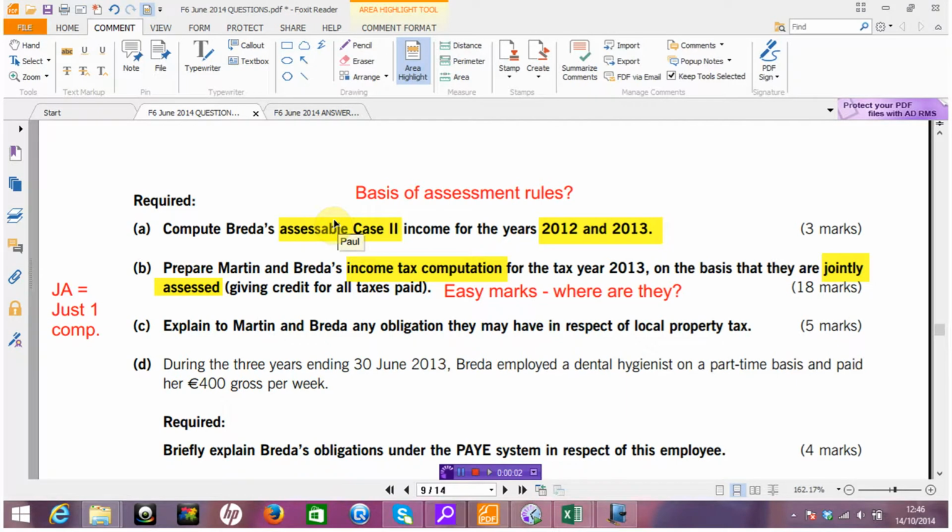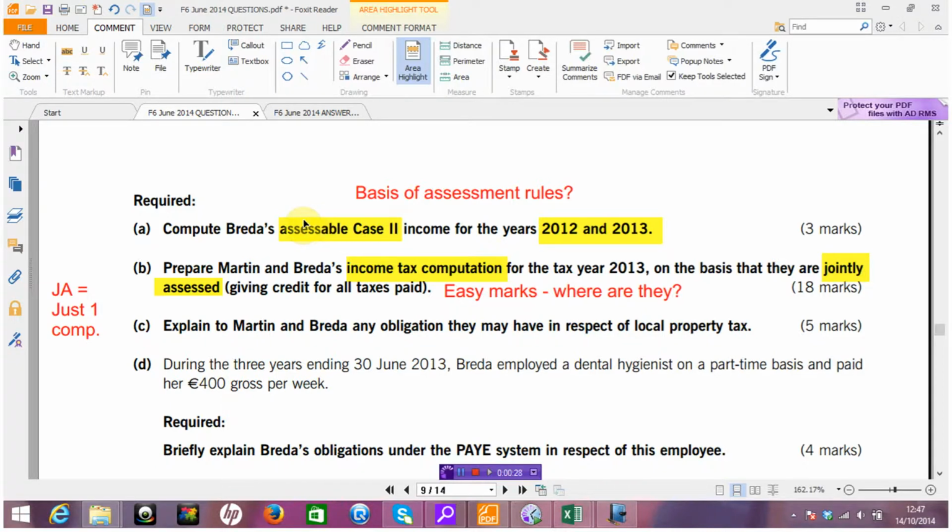Hi everyone, this is a short basic screencast for Independent Colleges Dublin for F6 Taxation IRE for the December 2014 exam. And what we're going to be looking at in this particular screencast is question number 1 from the June 2014 paper, which covers income tax and income tax computation.